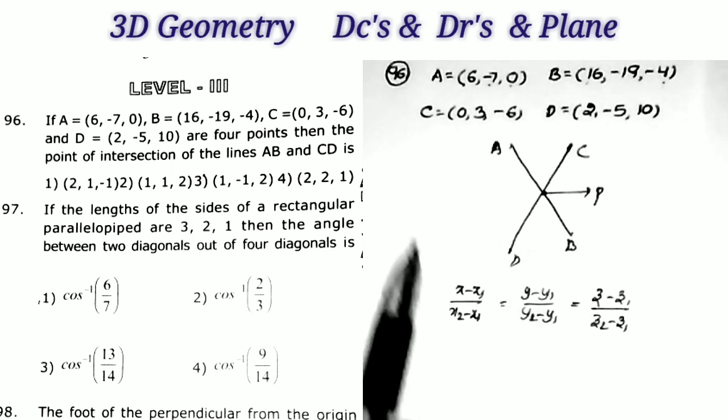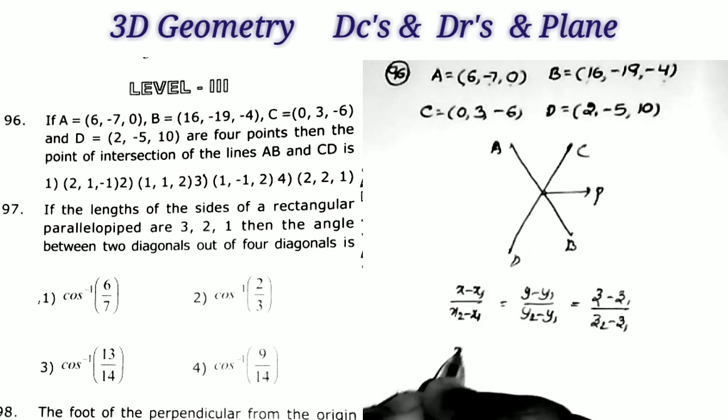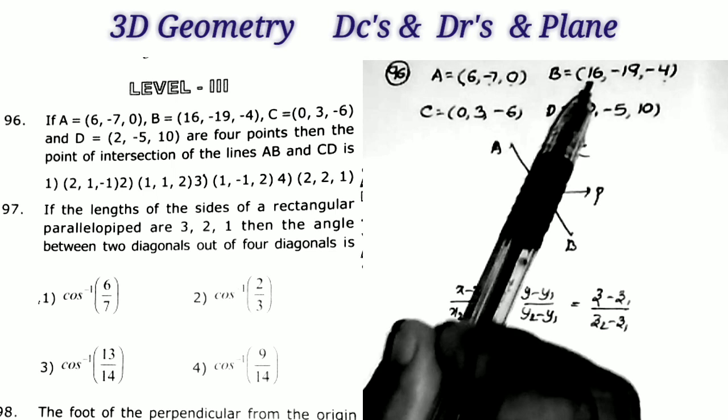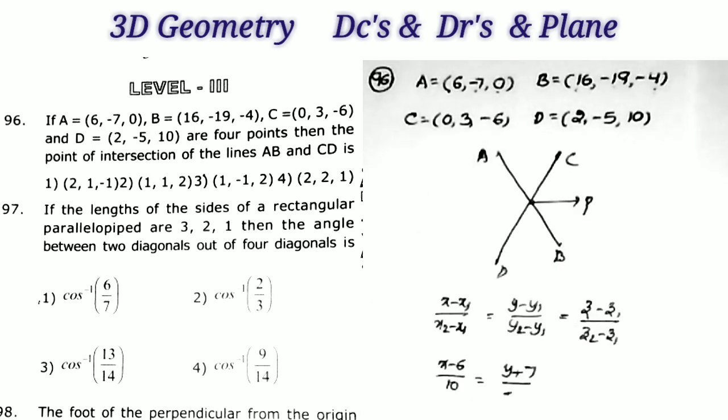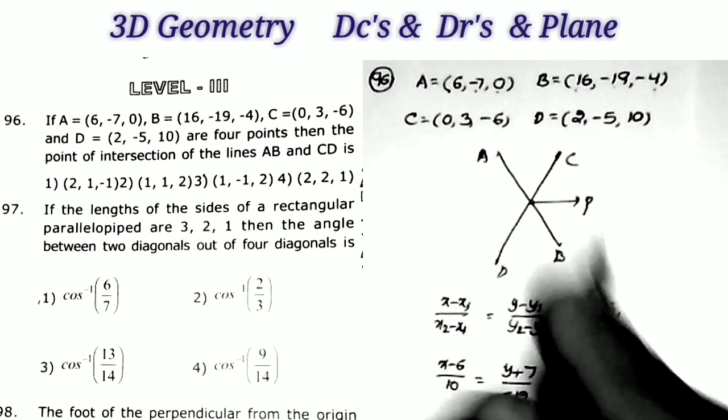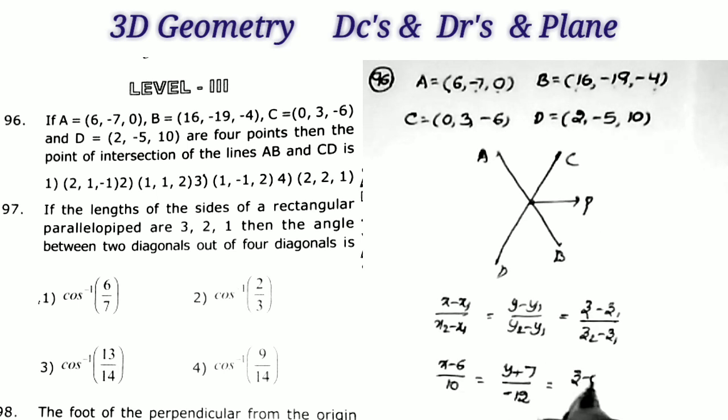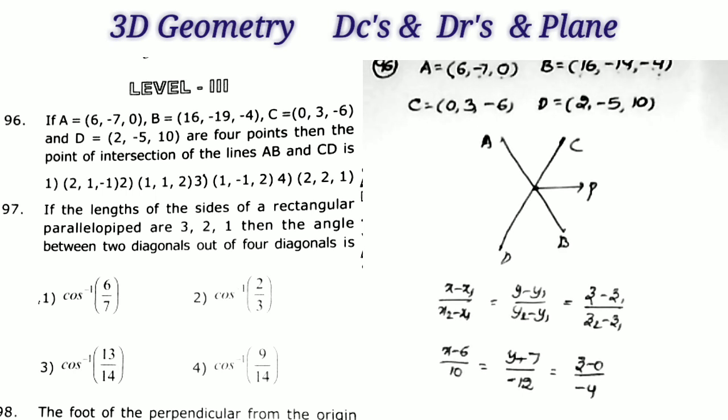Replacing the values: (x minus 6)/(16 minus 6), that is 10. (y plus 7)/(minus 19 plus 7), that is minus 12. Is equal to (z minus 0)/(minus 4). Okay, this is the equation.